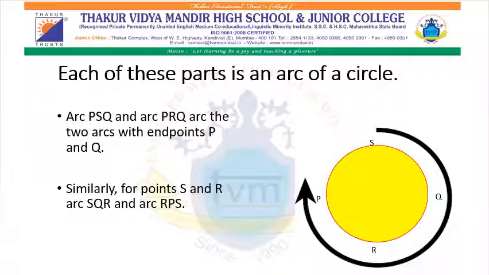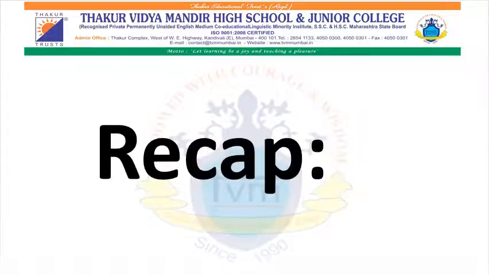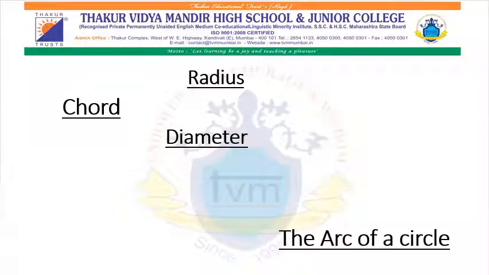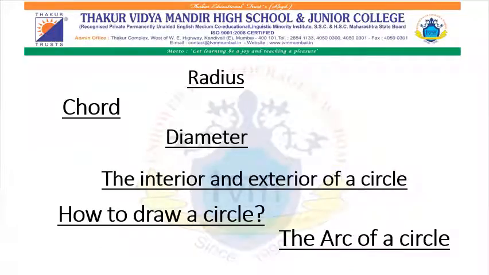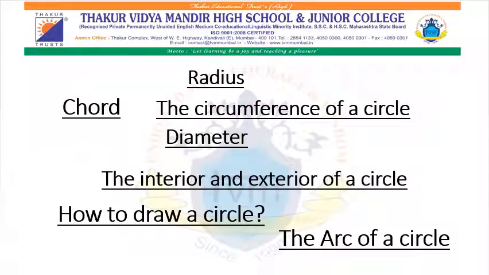So children, let us take a quick recap of what you learned in this video. You saw radius, chord, diameter. You learned how to draw a circle. You also learned how to find the circumference of a circle, the arc of a circle, and how to write the points in the interior and exterior of a circle.